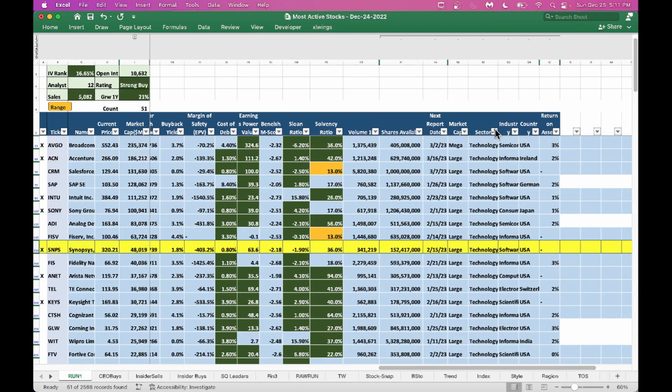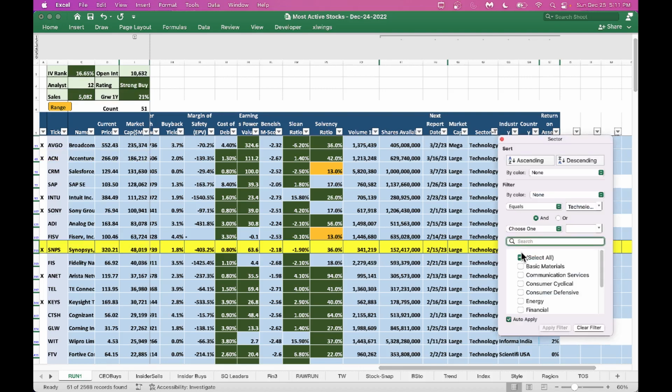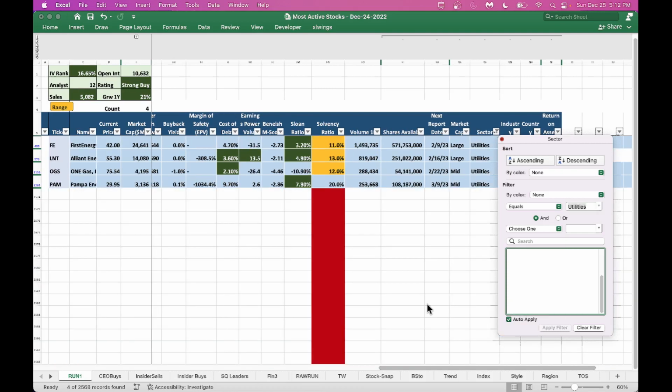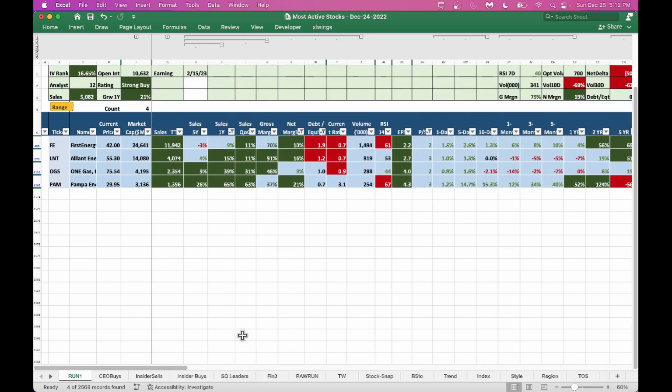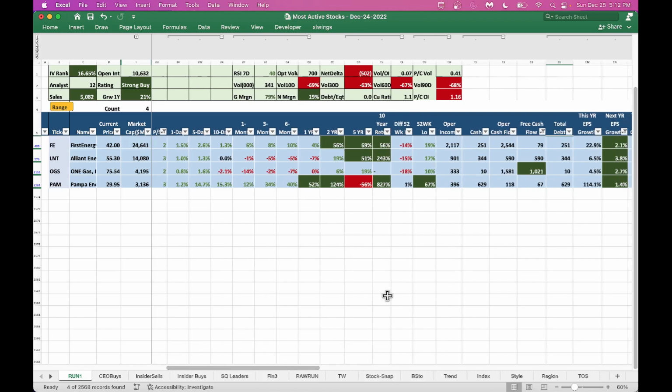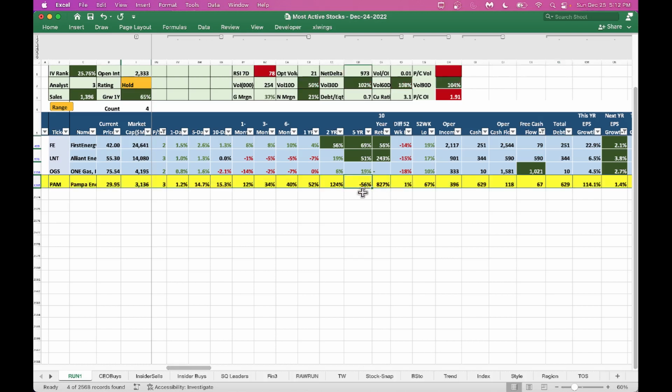All right, so let's go all the way here and look at the next sector, which is utilities. We're almost there. All right, so we got utilities right now. We got a few names as you can see here, and as usual, keep watching the performance here. L&T has done great, and PAM, which is Pampa, has done great also. Looks like Pampa is struggling in 5 years, but in 10 years it's done great.